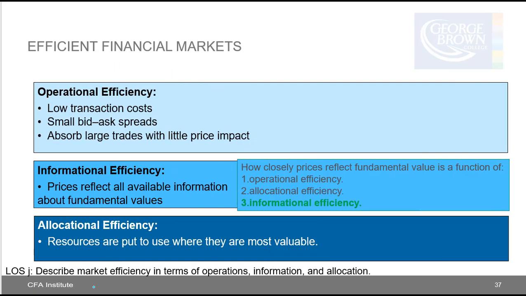Learning outcome statement J, which is the last learning outcome statement for this chapter, is describe market efficiency in terms of operations, information, and allocation, okay? So operationally efficient markets have low transaction costs and small bid-ask spreads and can absorb large orders without substantial price effect. So those are three things that you have to understand about operational efficiency: low transaction costs, small bid-ask spreads, and absorbing large trades with little price impact. Those are the characteristics, okay?